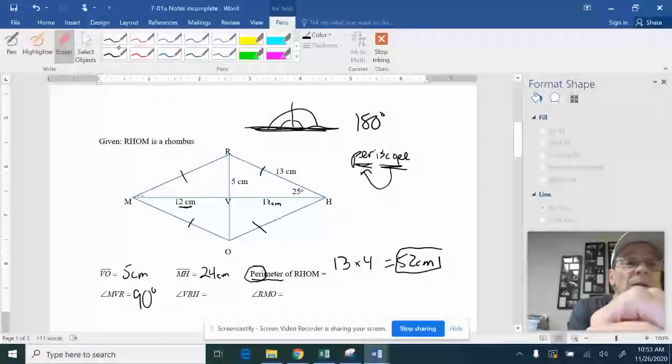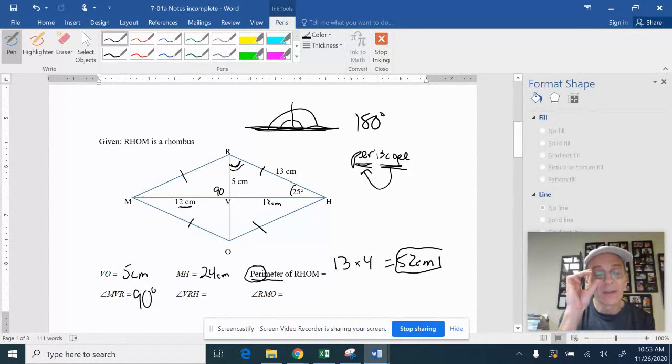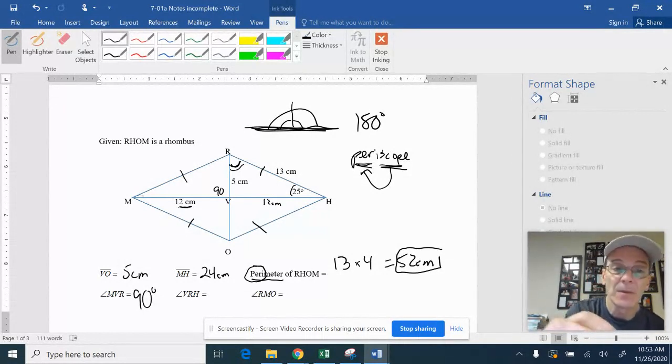But MVR, 90 degrees. Put that in there. VRH is up here. Well, that angle does not appear to be congruent to this 25 degree angle. It certainly does not seem to be a right angle either. How are we going to find that angle measure up there? It is findable. Well, wouldn't this also be a 90 degree angle right there? Doesn't it look like a 90 degree angle?